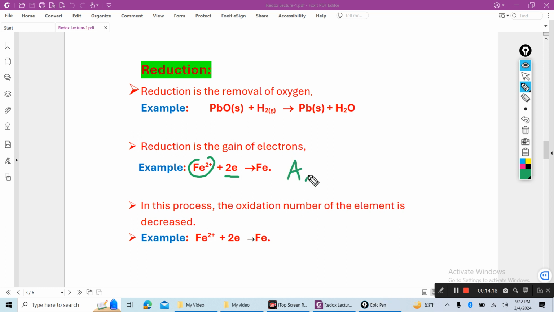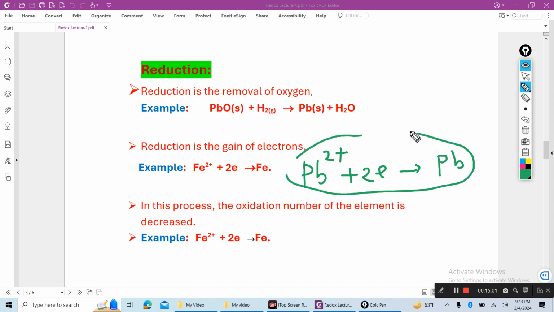Now Al3+ gains 3 electrons to form Al. This reaction is also known as a reduction reaction, as the aluminium ion gains 3 electrons. If electrons are gained, reduction. If electrons are lost, oxidation. Pb2+ takes 2 electrons to produce lead. This reaction is also known as reduction. Why? Gain of electrons. Reduction means gain of electrons.